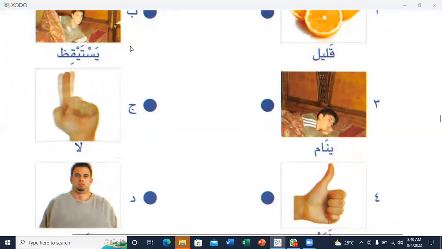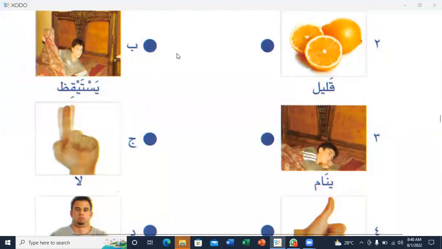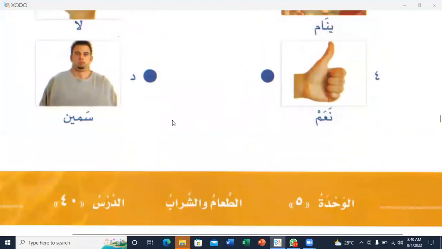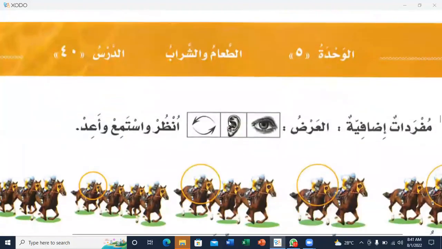He's sleeping. Okay. And the opposite of this word is Yastaqizu. That means wakes up, he gets up. He wakes up. Very good. MashaAllah. Fourth word is Naam. Naam means yes. And La. La means no.